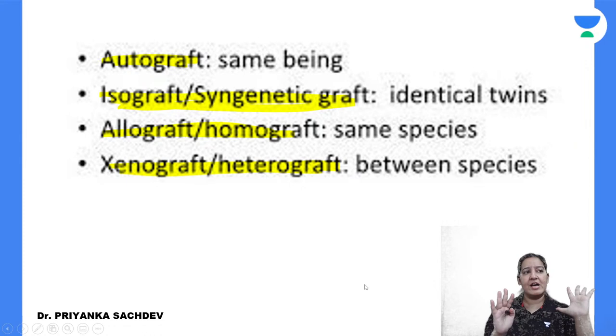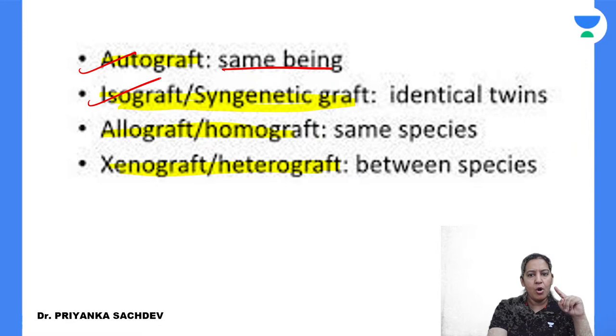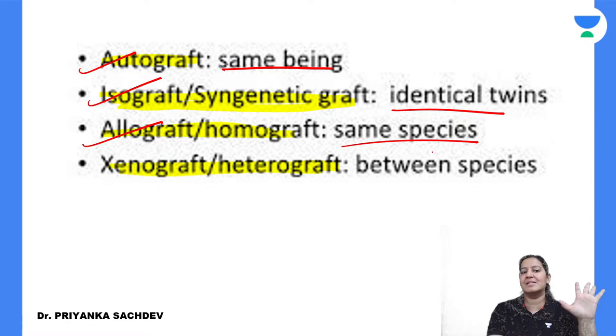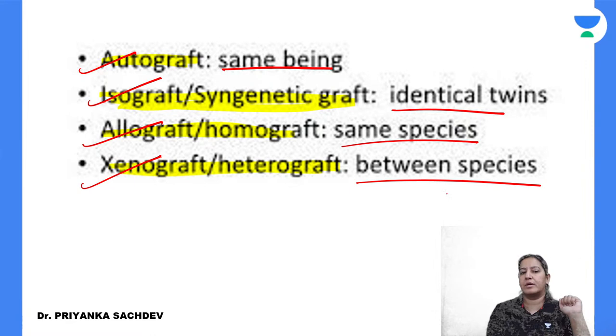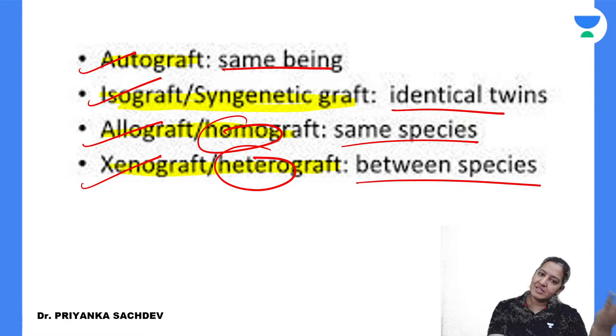Auto, the same human being is the donor. Iso, an identical twin is the donor. Allo, a person from the same species, any human being, is the donor. And xeno, an animal from some other species is the donor. Allo is known as homo because both are humans, and xeno is known as hetero. One is human, one is some other animal. And iso is known as syngeneic. So you should understand the other names.